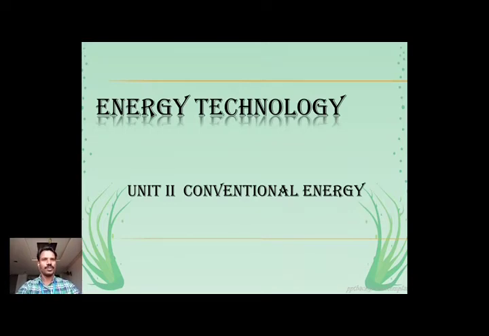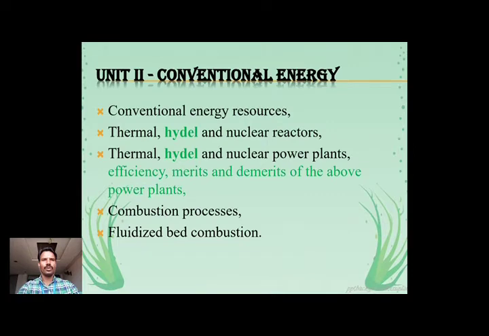Today we discuss the subject of energy technology, Unit 2, conventional energy. Last class we discussed what conventional energy sources are and their types, and briefly explained the thermal power plant, its working principle, advantages and disadvantages. Today we are discussing the hydel power plant, which is nothing but the hydroelectric power plant. Same procedure: what are the merits and demerits, and what are the possibilities for location selection. We discuss this in today's session.